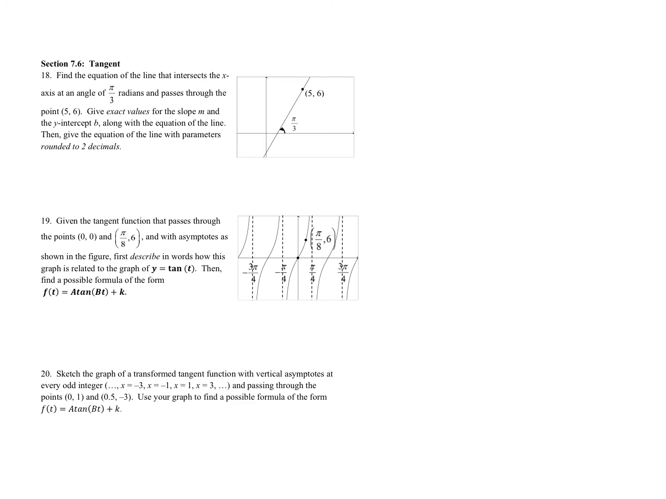Question 18. We want to find the equation of the line that intersects the x-axis at this angle of pi over 3. We also know that we're going through this point 5,6. So remember that our slope m is going to be equal to tangent of theta in this case. And so our tangent of pi over 3, remember tangent is sine over cosine. And so looking at our unit circle, we can see that sine of pi over 3 is going to be root 3 over 2. Cosine of pi over 3 is going to be 1/2. And so we're going to get root 3 as our slope there. So here m is equal to root 3.